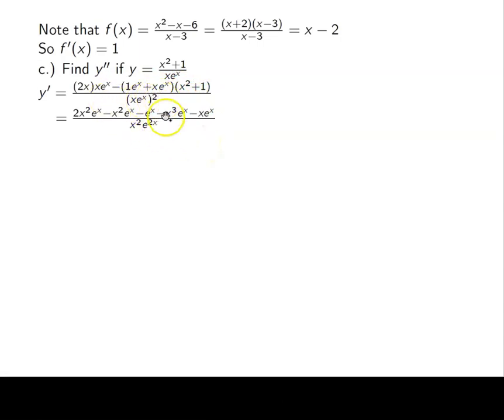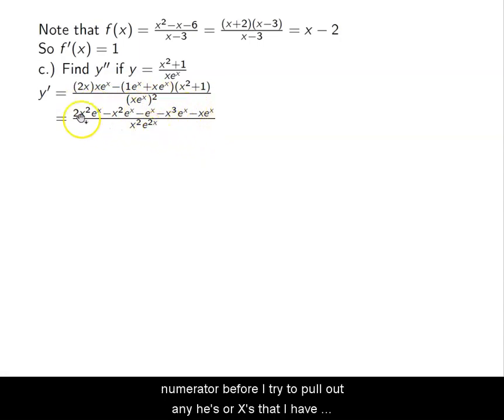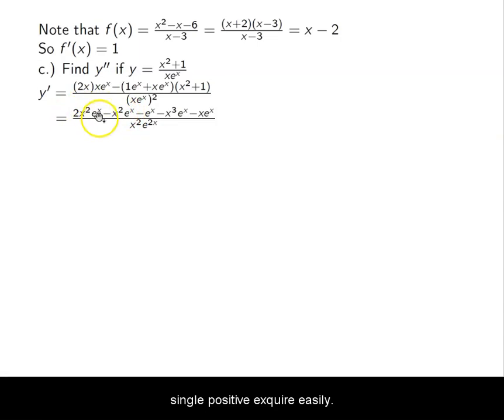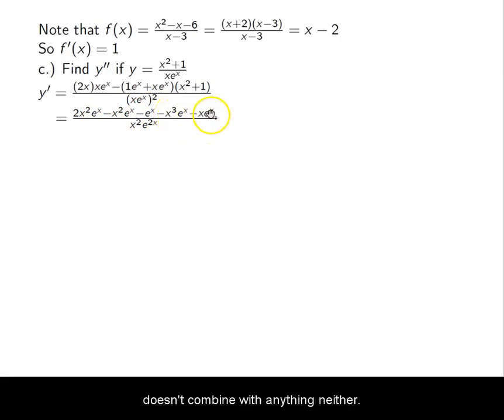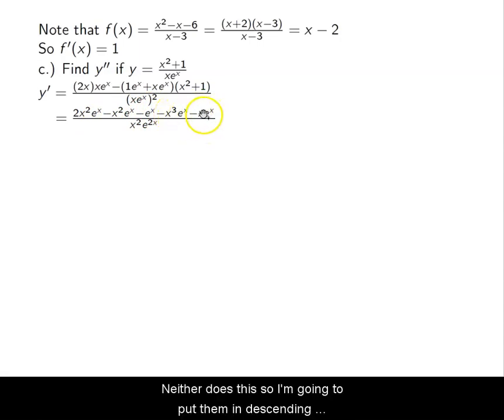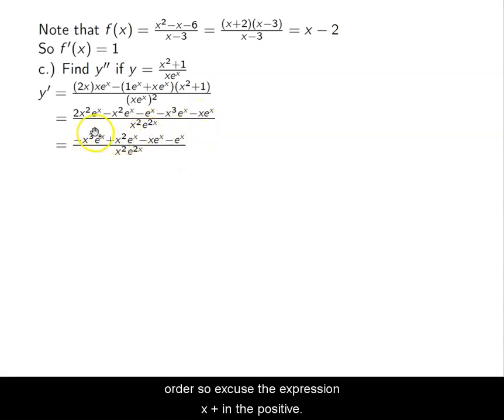all over x squared e to the 2x. From here I'm going to look for common terms in the numerator before I try to pull out any e's or x's that I have. So for x squared terms, I have 2 of them here, and I'm subtracting 1, so these actually will turn into just a single positive x squared e to the x. This e to the x doesn't combine with anything. This x cubed doesn't combine with anything. Neither does this x e to the x. Okay, so I'm going to put them in descending order.